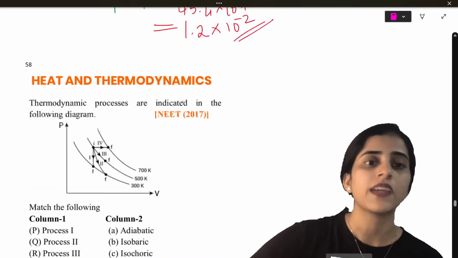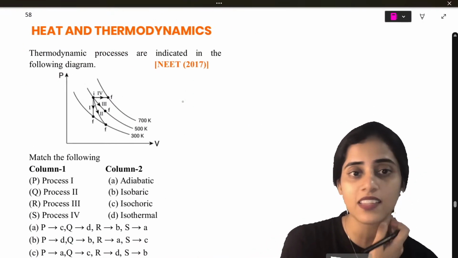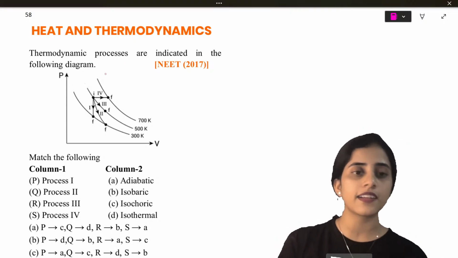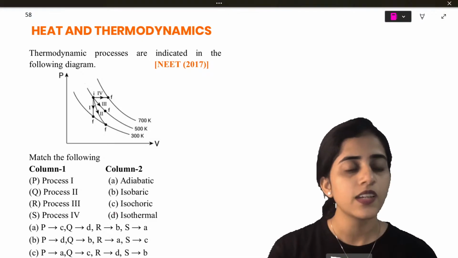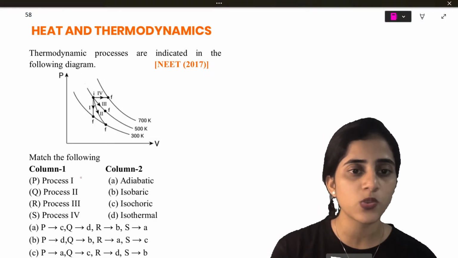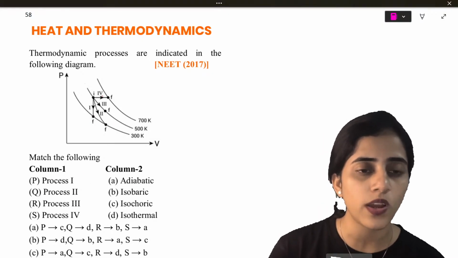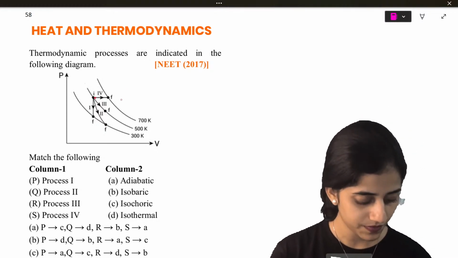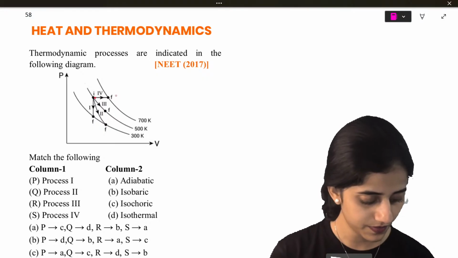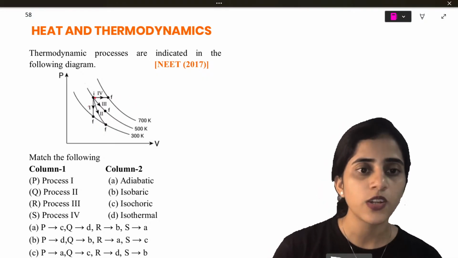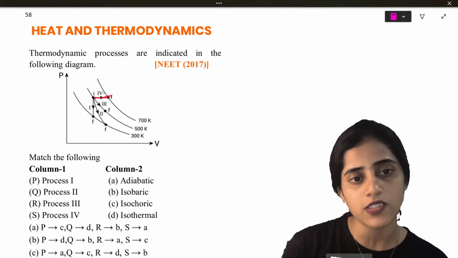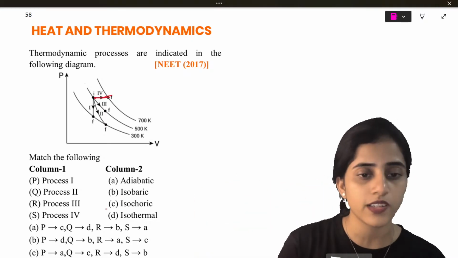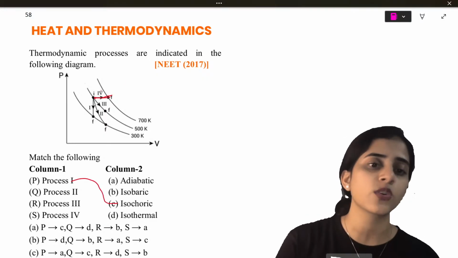Yes, super. Next, we're going to do some questions from heat and thermodynamics. So, thermodynamic processes are indicated in the following diagram. Okay, so we have to match each one. So, process 1. Where is process 1? At process 1, you can see the volume is constant. The volume is not changing. So when volume is constant, it's called isochoric. So process 1 is isochoric.